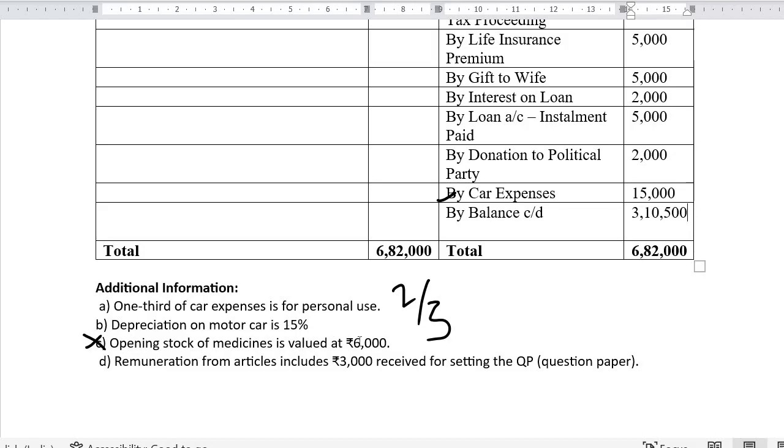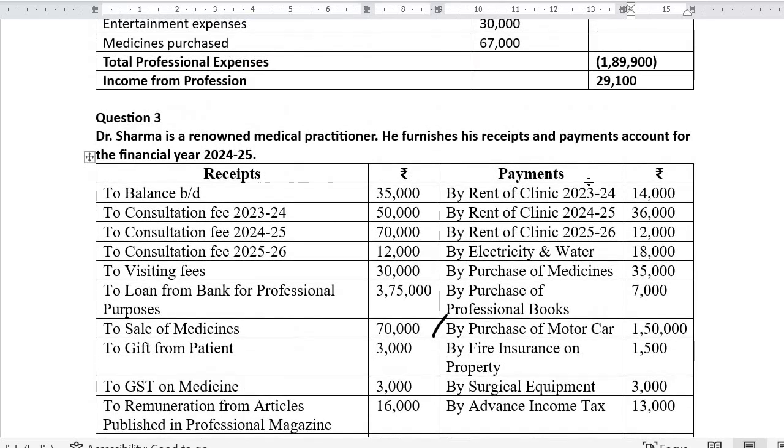Opening stock of medicine is valued at 6,000. So don't consider this because in the question they have given you receipt and payment account. If they give receipt and payment account, it is assumed that accounts are maintained on cash basis. So if the cash basis accounts are maintained, don't consider such type of adjustment. Sometimes they will give you opening stock of medicine, sometimes they will give you closing stock of medicine.